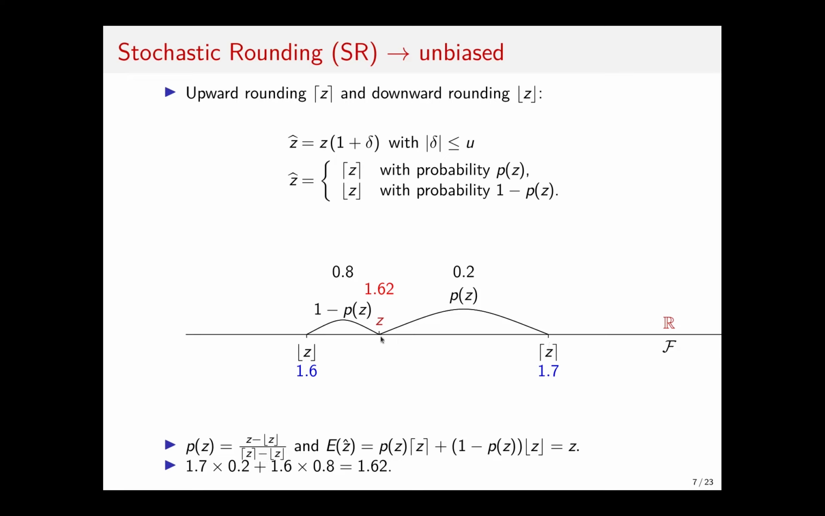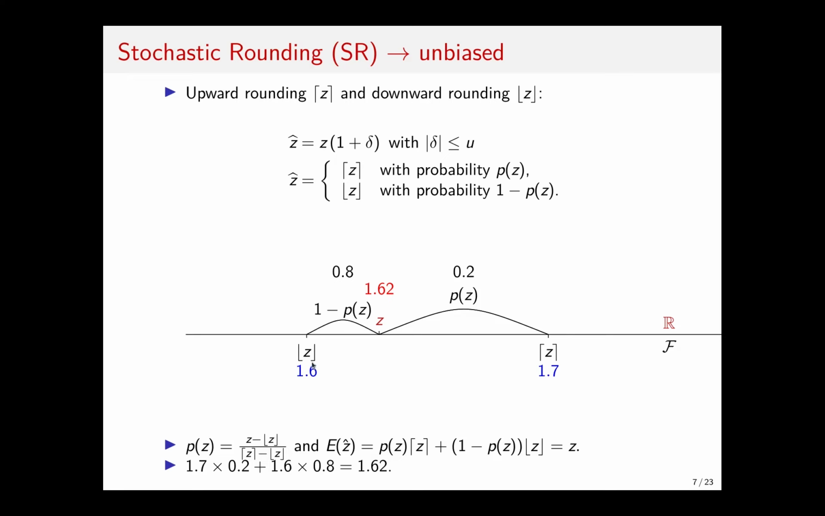So for example, here, if we have z, and here I take a decimal notation, equal 1.62, and the two closest representatives are 1.6 and 1.7, we see that, in fact, we are going to round down with a probability of 80%, because here we have 62, so we have 20%, 80%, and we are going to round up with a probability of 20%. So the probability of rounding to a representative is inversely proportional to its relative distance.